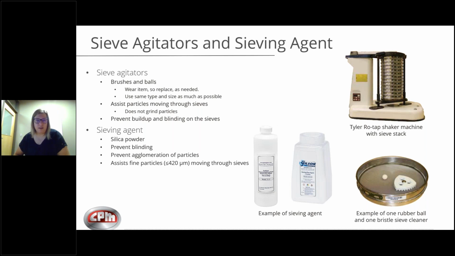The two bottles on the bottom are examples of sieving agent, and this is a silica powder, and so its main purpose is to, one, prevent blinding while also preventing agglomeration, or those particles binding to each other. And it also assists those fine particles, mainly equal to or less than the 420 microns or the US number 40 sieve, moving throughout the sieves.